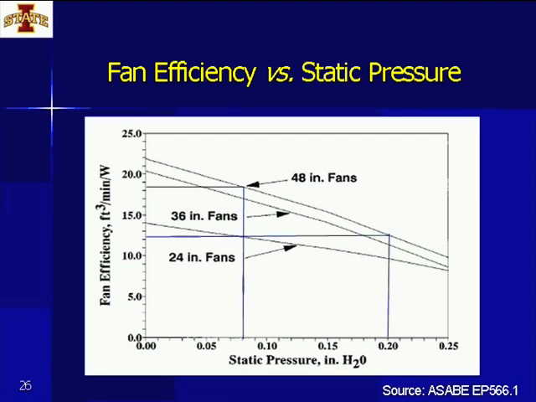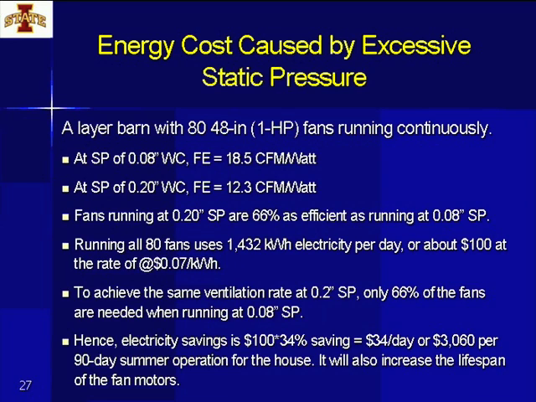Okay, I want to again revisit the fan efficiency versus static pressure. In this case, you can see, let's say, 48-inch fans. We're looking at two static pressures, 0.08 and 0.2. Look at the fan efficiency, and keep that in mind. If we have a layer barn with 80 48-inch fans, 1 horsepower, running continuously, the difference in fan efficiency is 18.5 versus 12.3 CFM per watt.